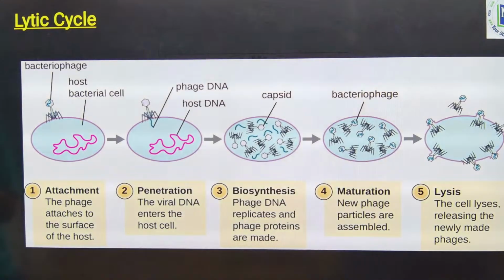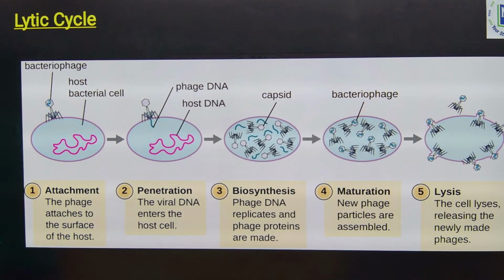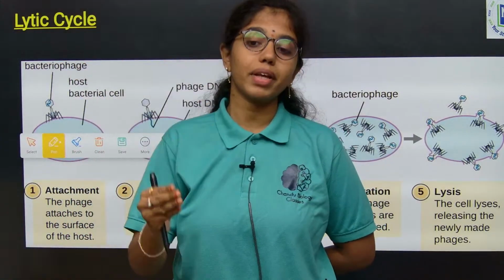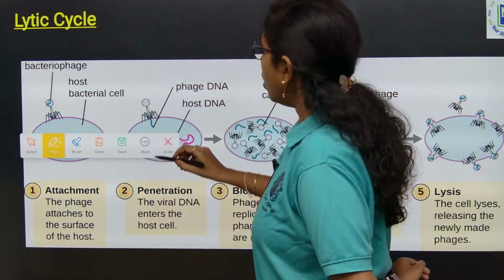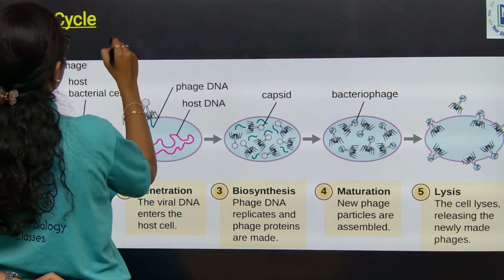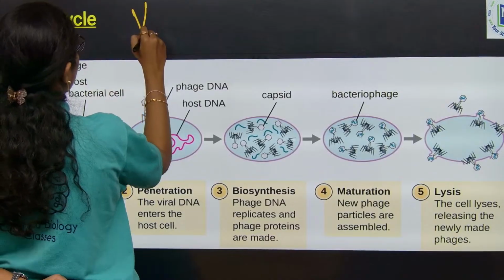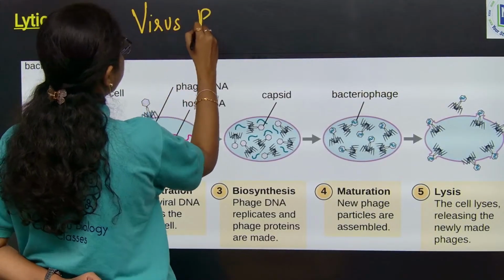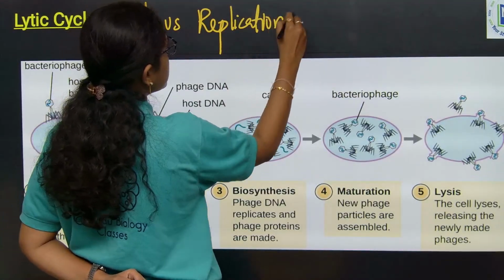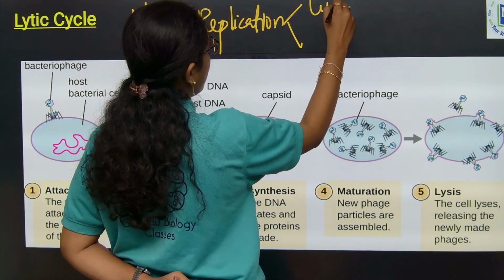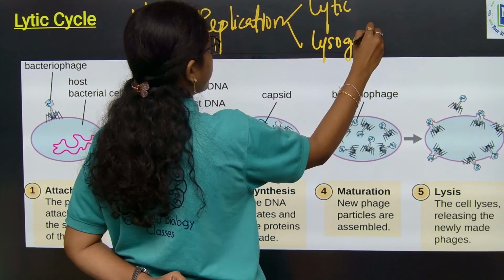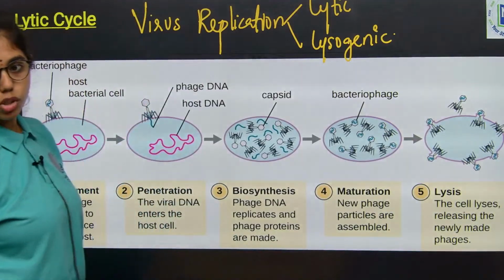Now we will see the replication of the virus. Virus will replicate only in the host cell, it cannot replicate outside the host cell. So it conducts two cycles, lytic cycle and lysogenic cycle. Virus replication can be as lytic or lysogenic cycle.